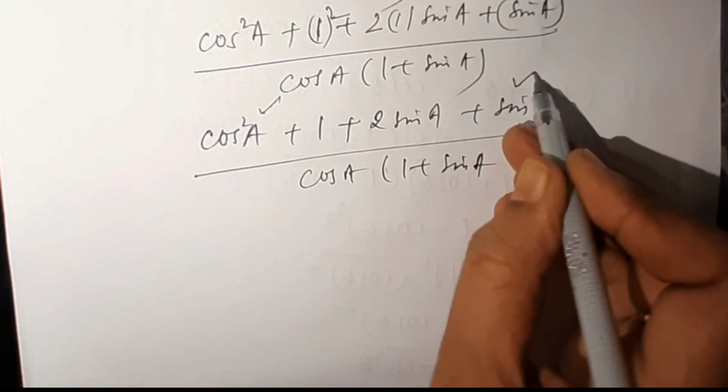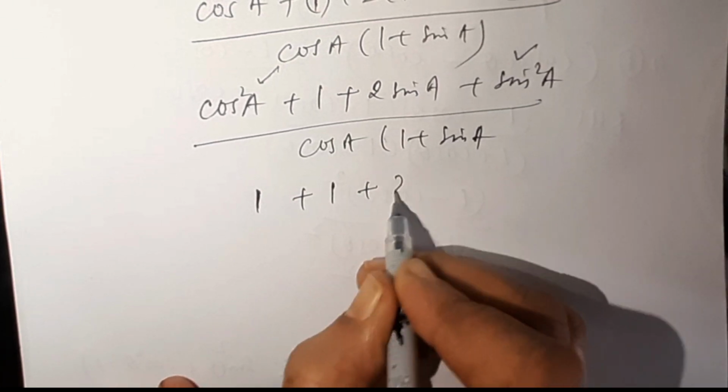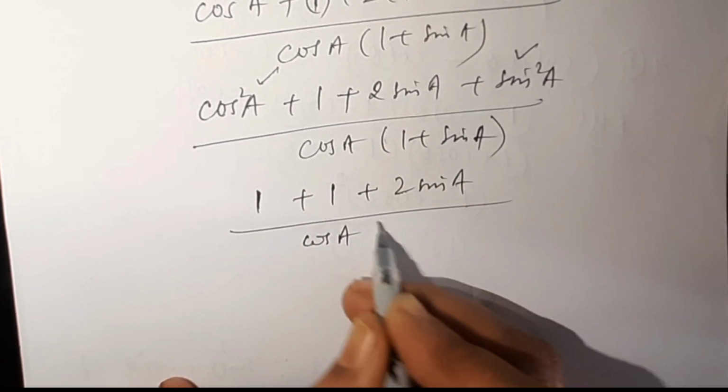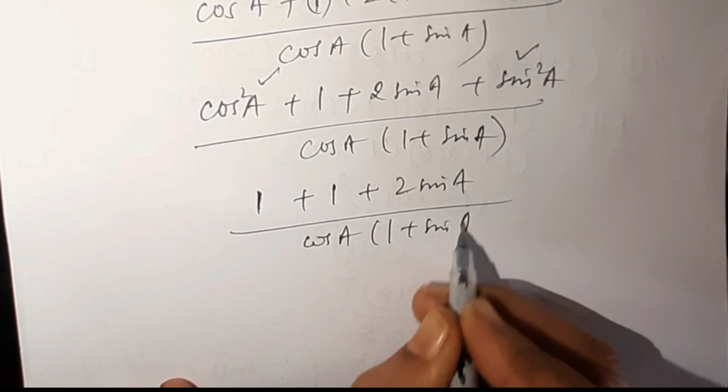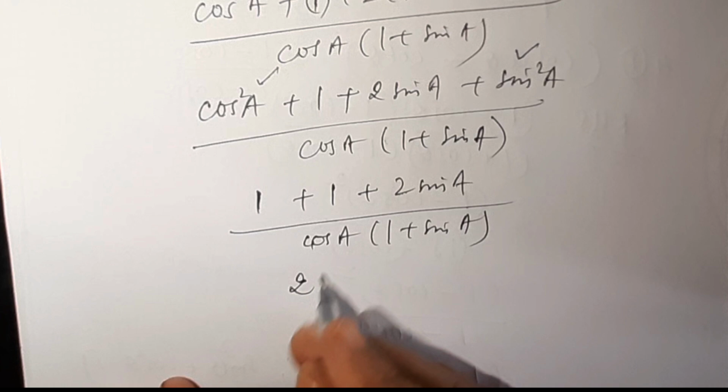Now cos square plus sin square is 1, so we can replace that by 1. 1 plus 1, 2 sin A upon cos A 1 plus sin A. Now here 1 plus 1 is 2, and 2 is there with sin A, so we can take 2 common.